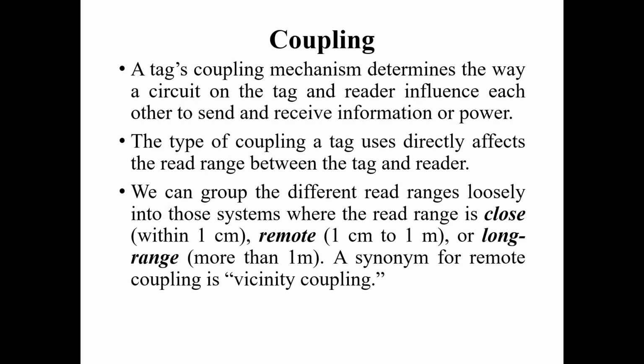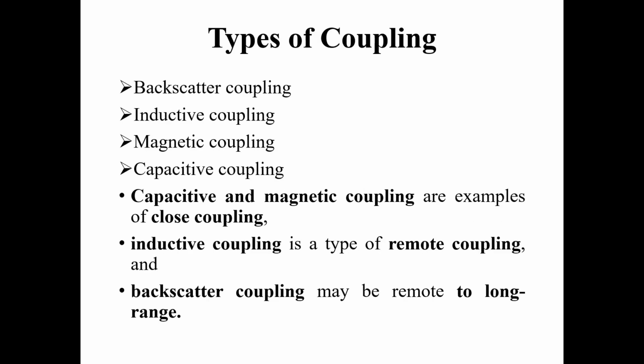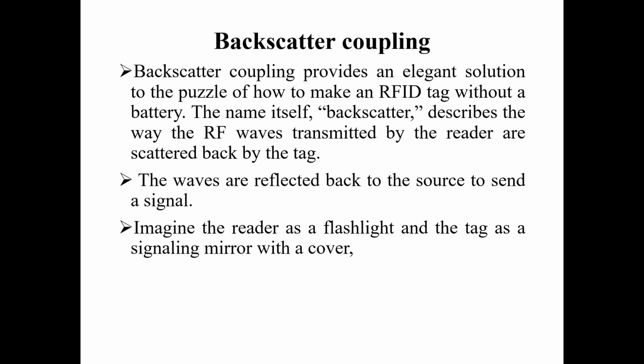The next important topic in RFID is coupling. Coupling directly affects the read range between the tag and reader, right? It may be close or remote, and long ranges also. The types of coupling in RFID: the first one is backscatter, the second one is inductive, the third one is magnetic, and the final one is capacitive. I will explain one by one.